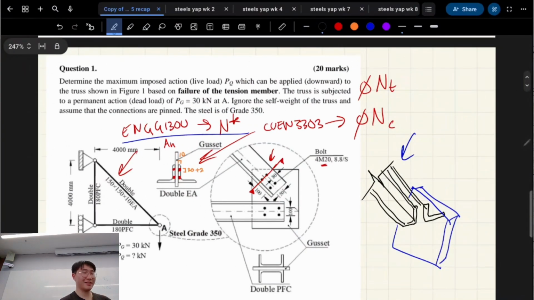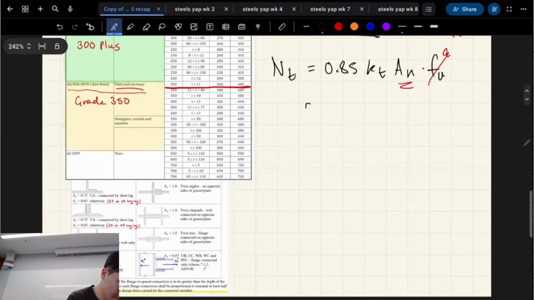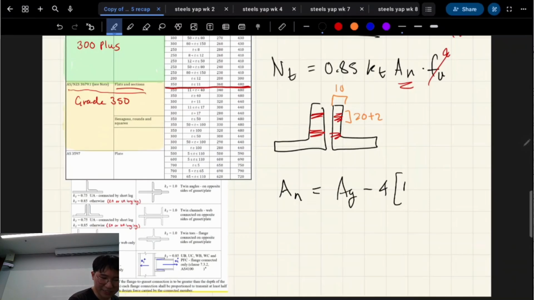Okay, I'm gonna scroll down. I'll redraw it. Okay, I didn't redraw it that well, but we're doing this, right? So that's 22. Well, I'll just do 20 plus 2. That's 10. And we got 4 holes, right? So AN is AG minus 4 lots of 10 times 22. Right? That gives us, what does it give us? 4,700 millimeters squared.